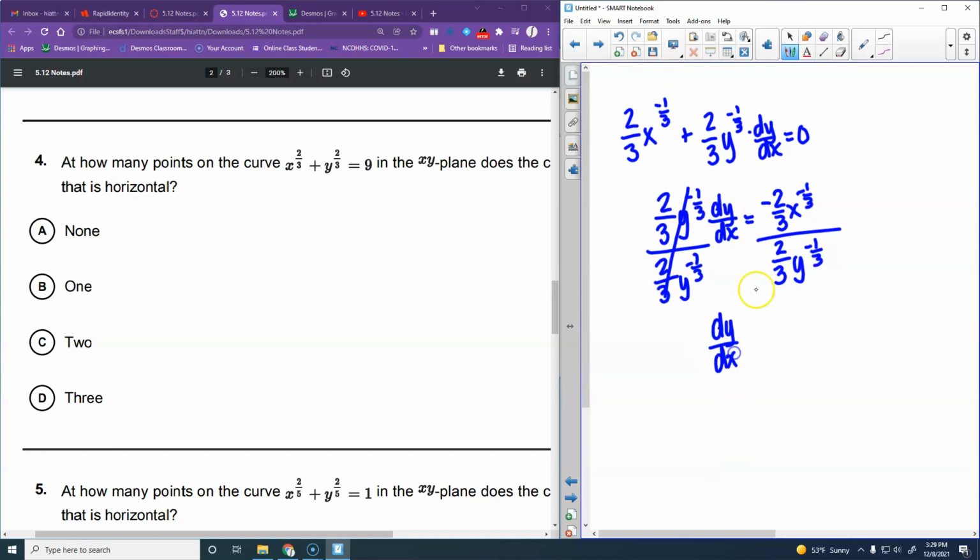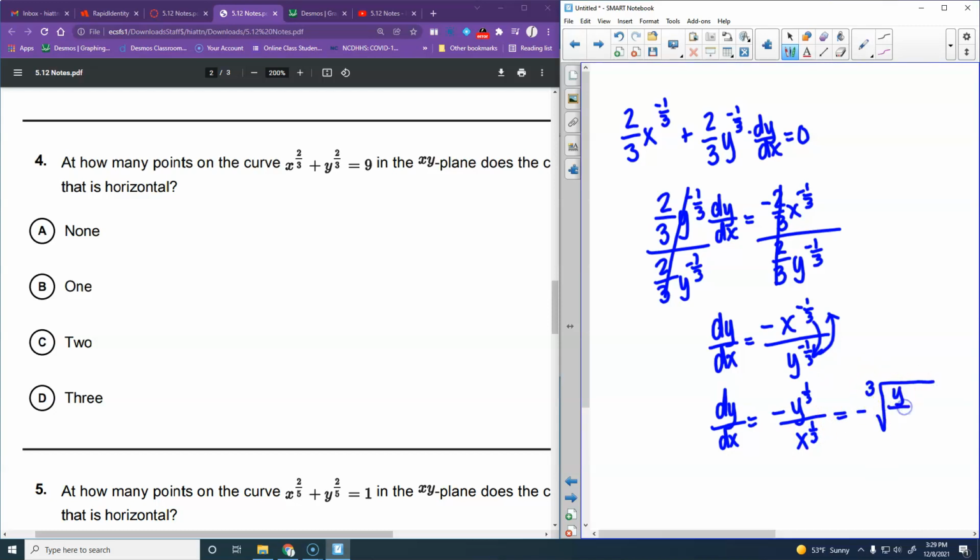So we need to simplify that because it's kind of a mess. The 2/3 actually are going to cancel, but that negative stays. So we would have negative x to the negative 1/3 over y to the negative 1/3. And here we can switch the x and y's because we can move these over to the other side to get rid of those negative exponents. So we end up with negative y to the 1/3 over x to the 1/3. Or we could write it like this, negative cube root of y over x. Since those are both cube roots, we could put that together.